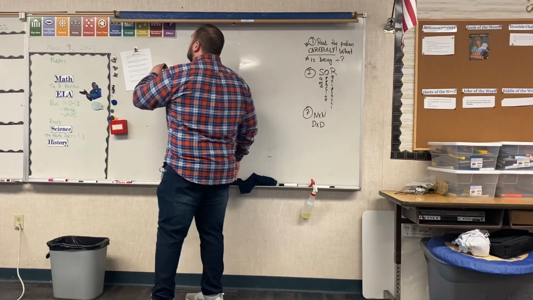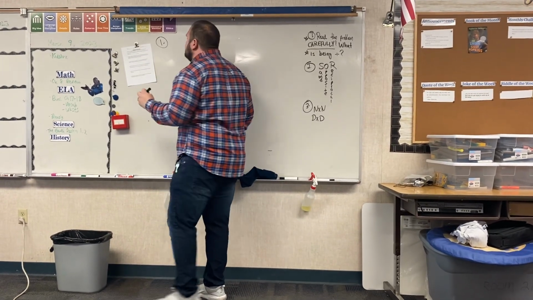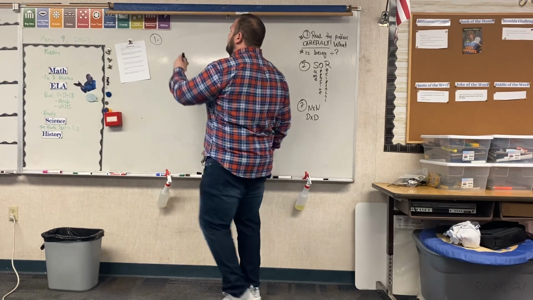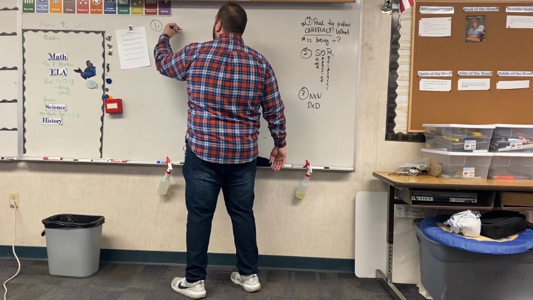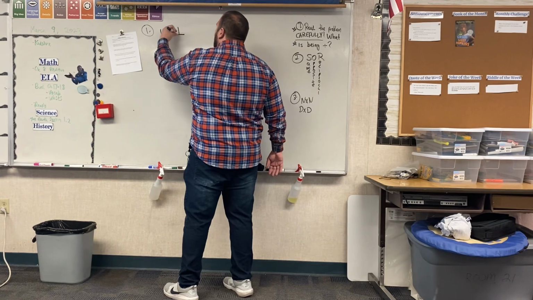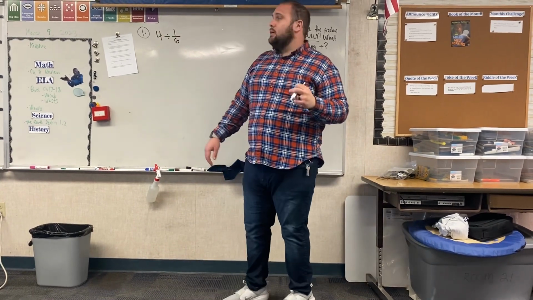All right. So number one, Darwin has 4 gallons of lemonade. He needs to divide the lemonade. So 4 is being divided because that represents the lemonade. He needs to divide it into 1/6 servings. All right, 4 divided by 1/6, what do we got?